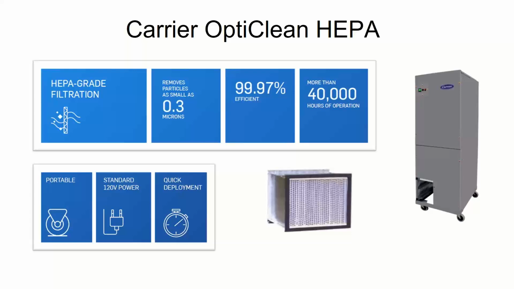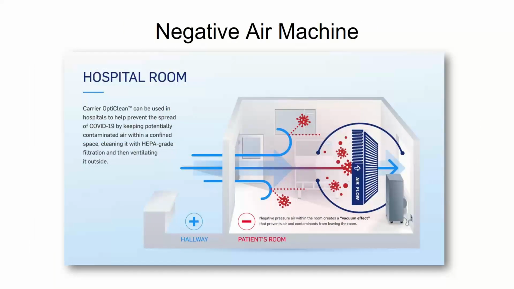We use it in a lot of other applications now, other than hospitals, but that was kind of the original intent. So when it first came out, it wasn't called Carrier OptiClean. It was called the negative air machine for like 2 months, and then they started marketing it differently because COVID made that possible. But the idea with these guys is that you're going to pull a negative in a room.